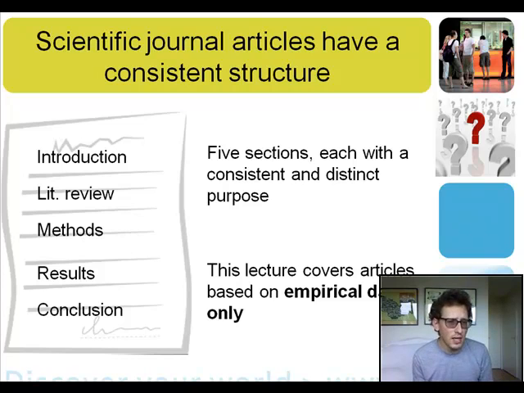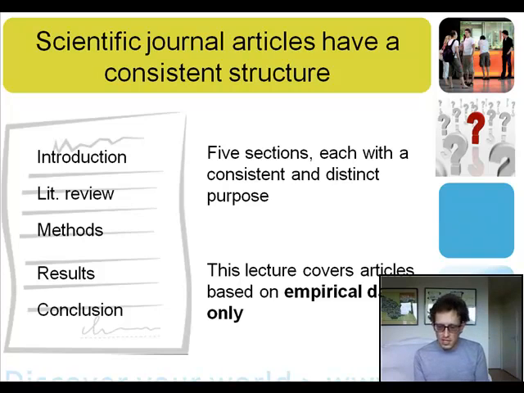And specifically, a scientific journal article has 5 of these steps, 5 sections. And each section has a consistent and distinct purpose that gets you one step closer to knowing something new. And I will call these sections Introduction, Lit Review, Methods, Results, and Conclusion, but as we will see in some examples, they are sometimes called different things.